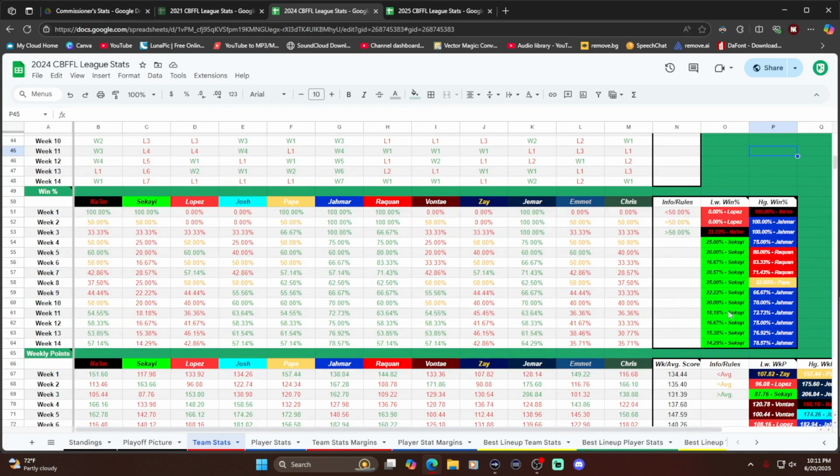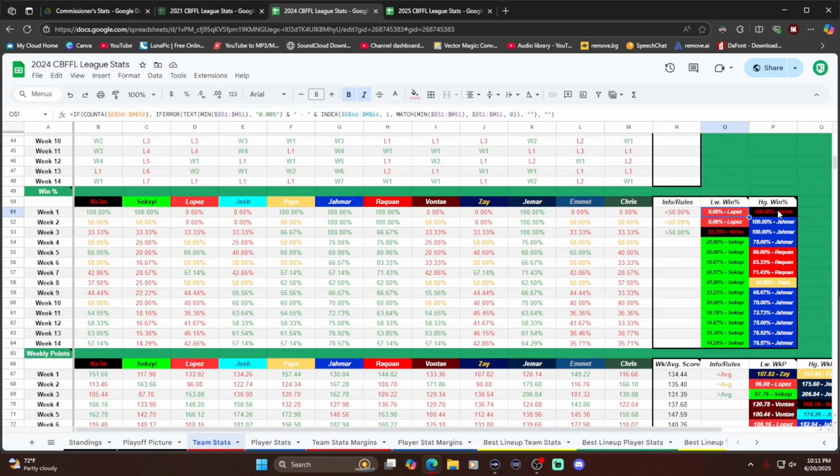Now we have some extra stuff here on the side, and this is lowest win percentage and highest win percentage. And as you can see, it says teams can have the same number, but it'll always list the team that comes first in the stat sheet from left to right. So Lopez didn't have the lowest win percentage that week. There were other teams that had it also, but like the instructions say, it's always going to list the first team that comes up from left to right.